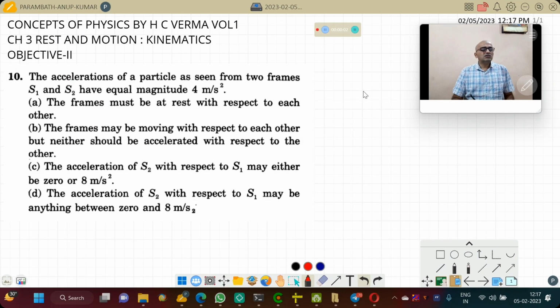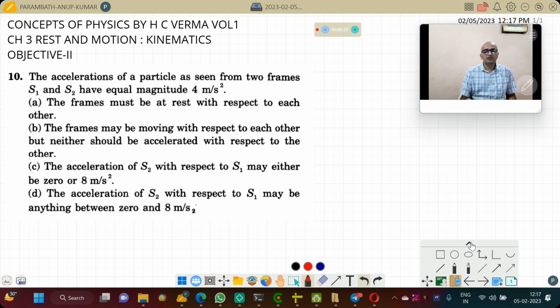Students, we are doing questions from Concepts of Physics by HC Verma, Volume 1, Chapter 3, Rest and Motion, Kinematics, and we are doing questions from Objective 2. This is the 10th question, students. The acceleration of a particle as seen from two frames, S1 and S2, have equal magnitude. Here it is mentioned equal magnitude. And then the options are given, we have to choose which option is correct.